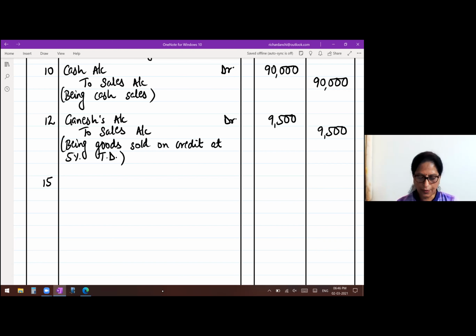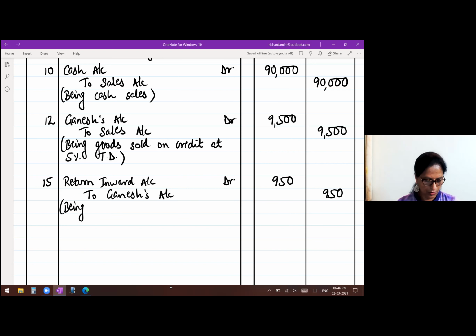So write the entry: return inward account debit $950 to Ganesh's account, 950, being goods returned by Ganesh.